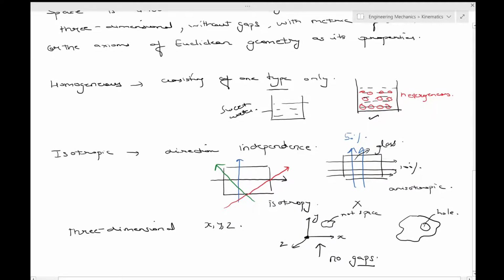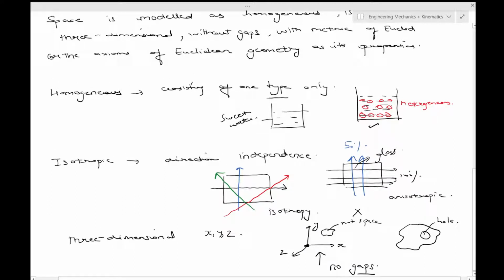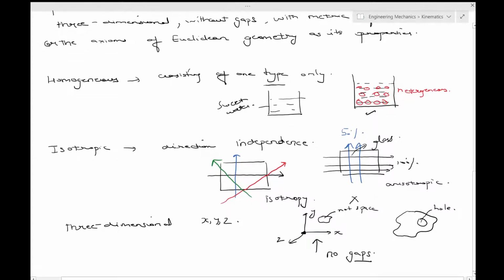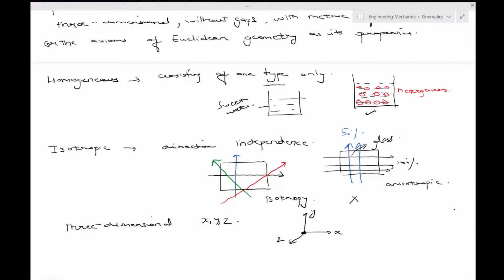And then the last point is that it has the metric of Euclid, or the axioms of Euclid in geometry, as its properties. So every space has a property. We'll learn about axioms in a few minutes, but every space has a property, and this should also have one. You already know one of them. Let's say in this space you have 2 points, this and this.